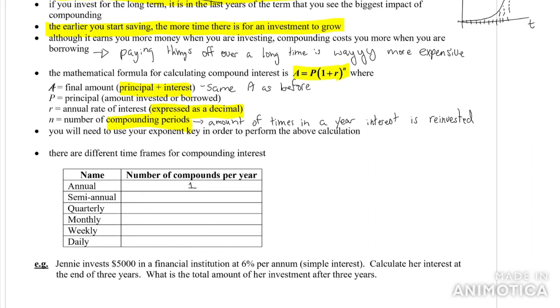Semi-annual, semi means half, so this is half a year, so there's 2 periods per year. Quarterly, we split it into quarters, so there's 4. Monthly, there's 12. Weekly, there is 52, so there's 52 weeks in a year, and daily, there's 365. This is important for us to know.